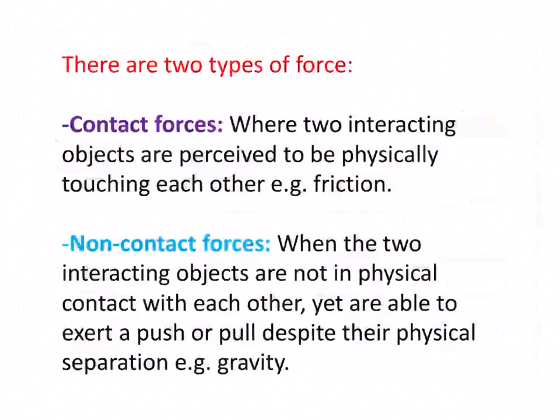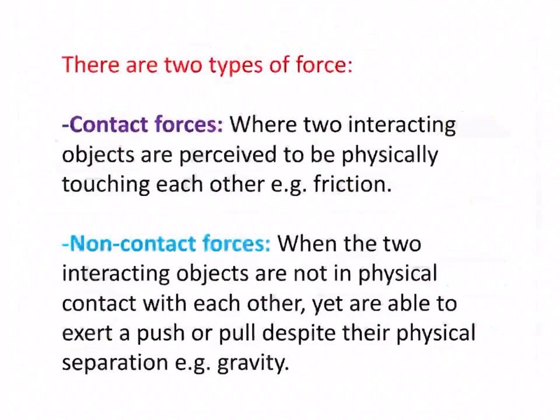We can have contact force. This is where two interacting objects are physically touching each other. So friction, for example, when a car is going along a road, there is friction. Or we could have pushing or pulling. We are physically touching the object.